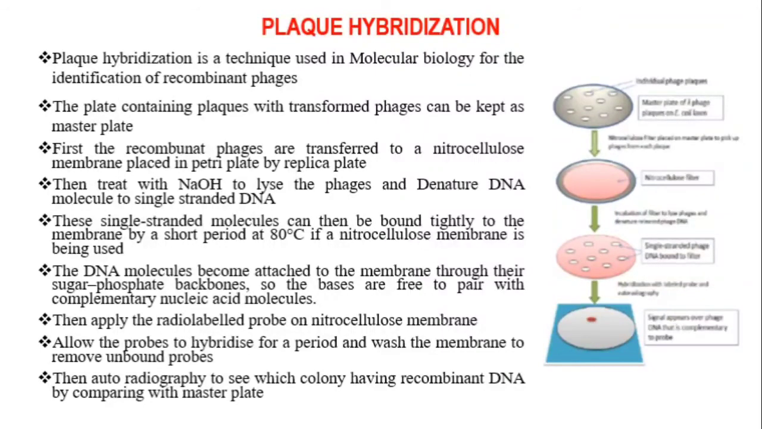Plaques are the clear zones, clear areas you can see in the bacterial plate when it is infected with phages, that means viruses. Plaques are the clear areas or zones found in a bacterial plate that has been infected with viruses. So you can say that plaques are clear zones.